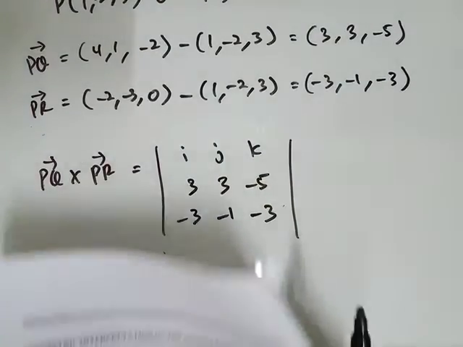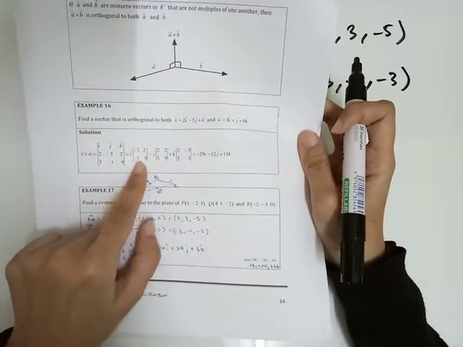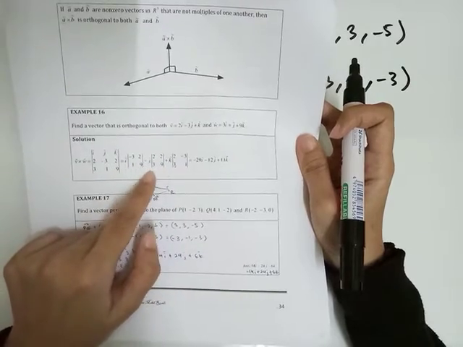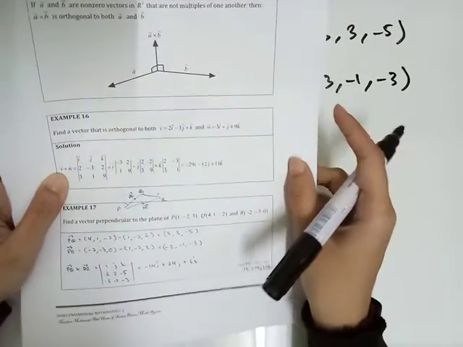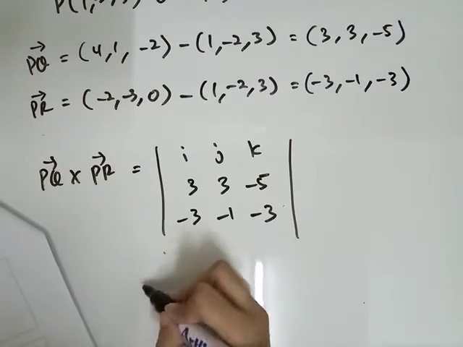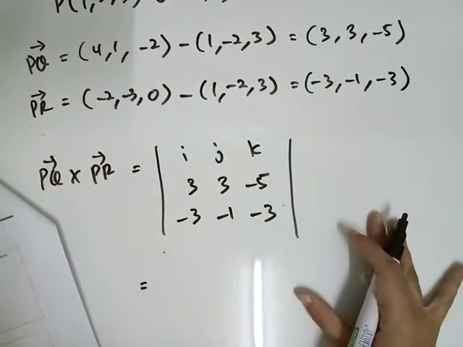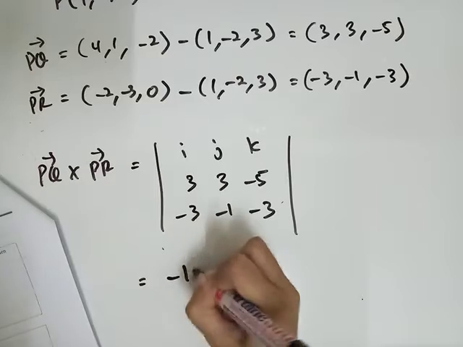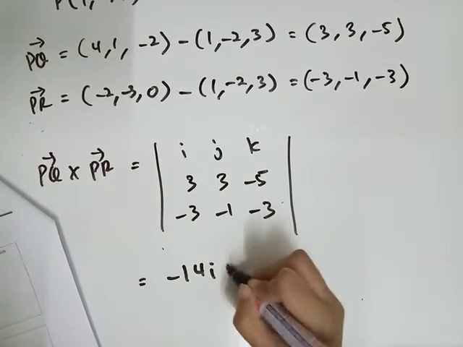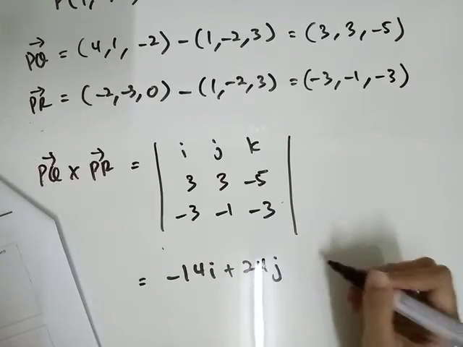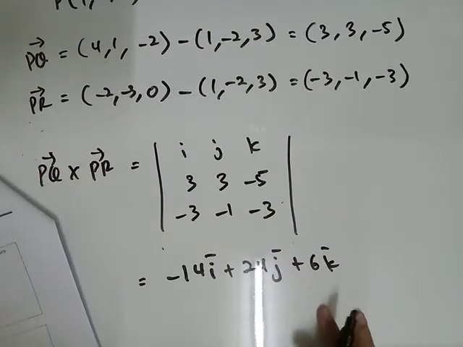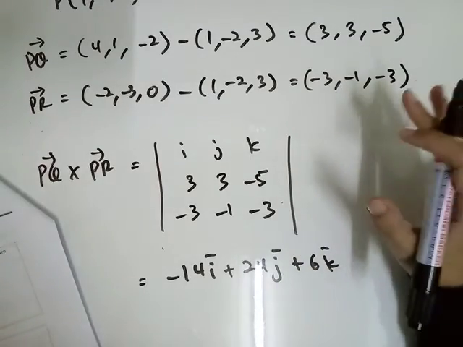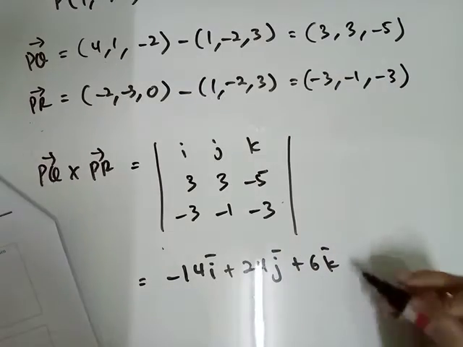And then do the concept of determinants like this, like what I taught before. I showed the concept of determinants earlier, like I, J, K. Using determinants, the last answer, you calculate. Try calculating. The last answer should be -14I plus 24J plus 6K. So, this is a vector that is perpendicular to the plane of PQR. This is the answer.